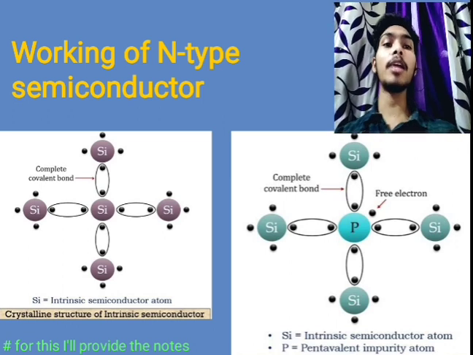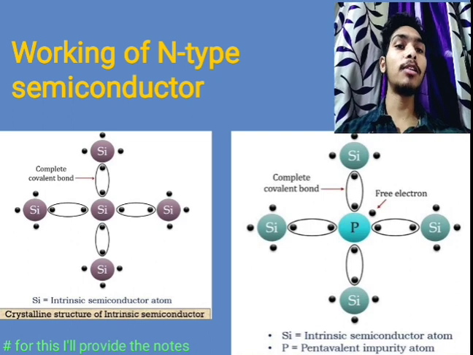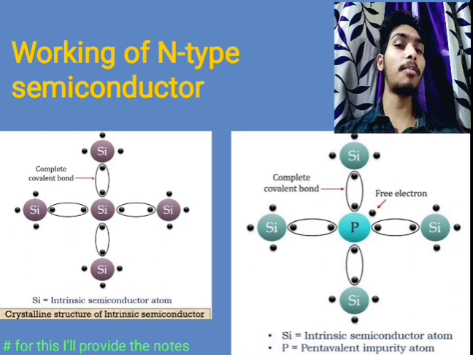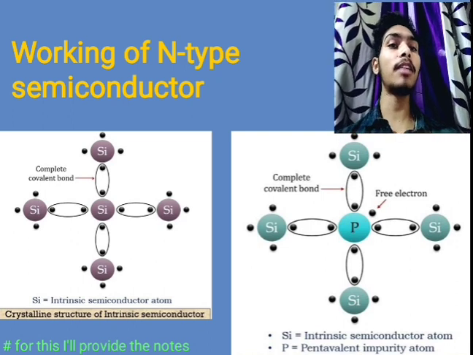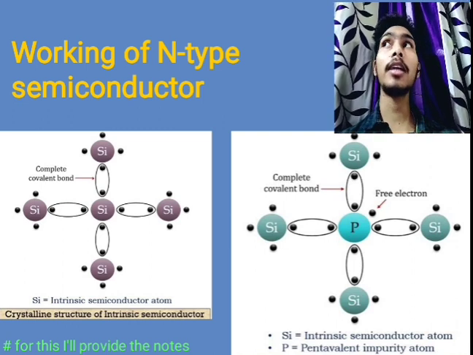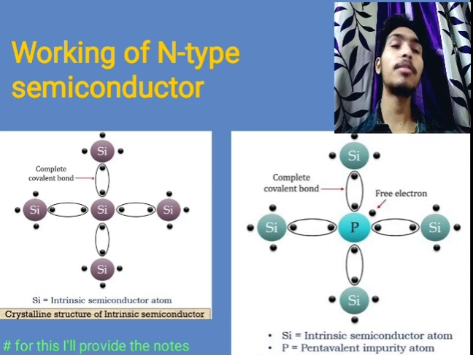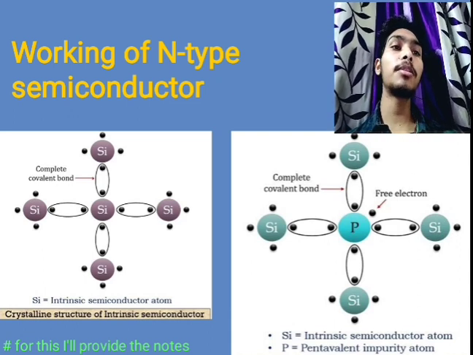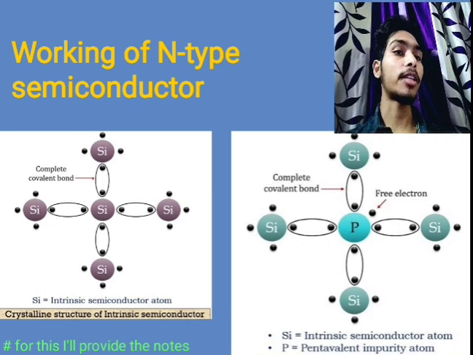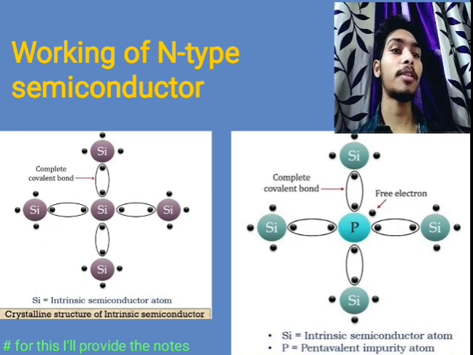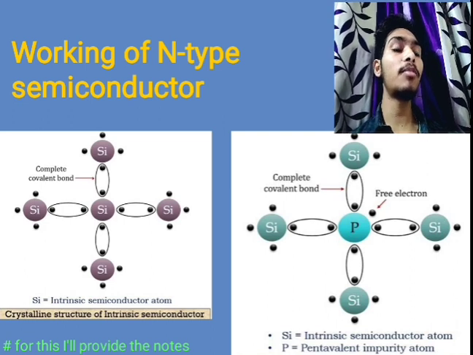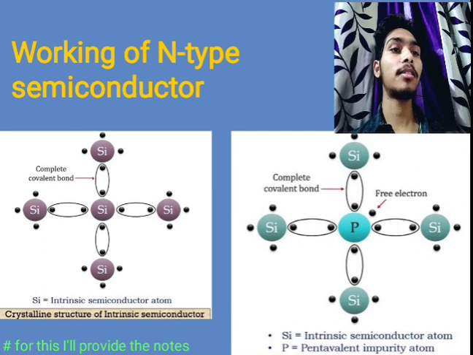So what was our problem? With the first diagram, the intrinsic one, even if we raise the temperature up to room temperature, there is very little electrical conductivity. But here in the extrinsic n-type semiconductor, if we raise the temperature up to room temperature, there will be a huge number of free electrons for conduction. That's why an n-type semiconductor is more effective than a pure intrinsic semiconductor.